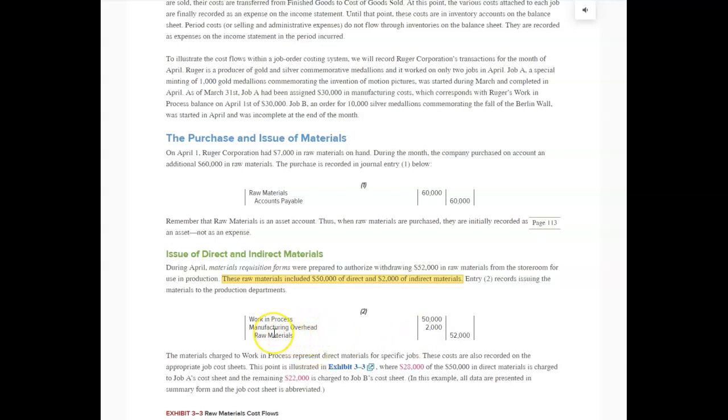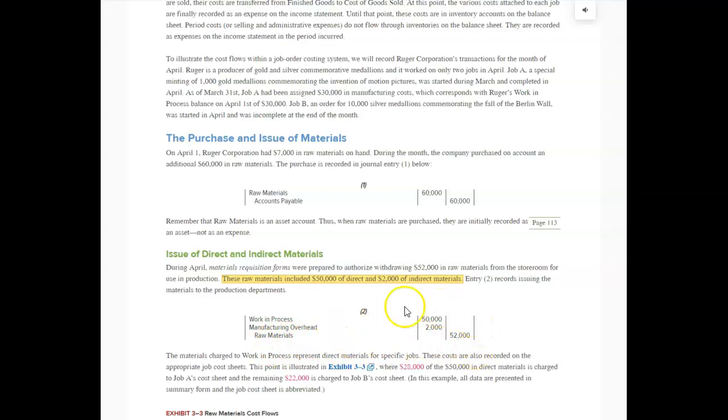Now, this manufacturing overhead account is not an inventory account, so I did not say inventory here. But work in process is an inventory account. So debit work in process inventory, $50,000. Debit manufacturing overhead, $2,000. And then credit raw materials, because we're taking it out of the raw materials area, taking it out of this account. So credit raw materials inventory, $52,000.